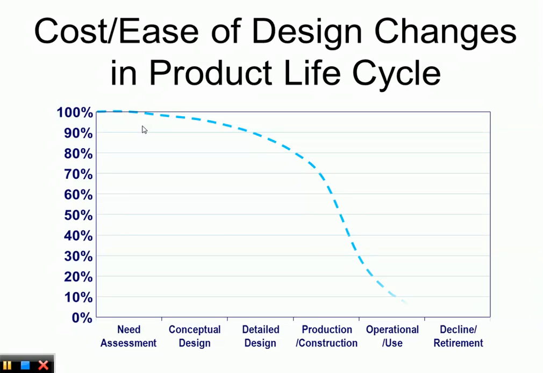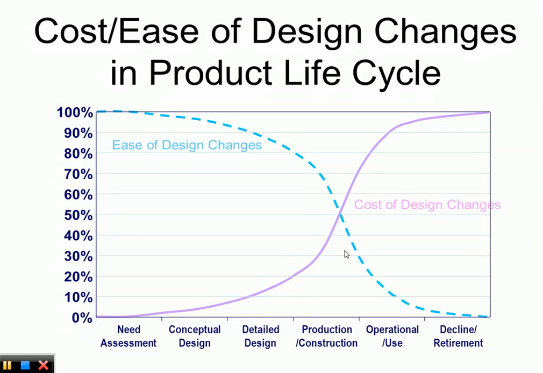So now, the ease of design changes in the product life cycle. At the beginning, the ease of design changes is very, very easy. It will be very easy to change something, but later, as we accumulate those additional commitments, it's not so easy to change. You can see that when we are in production or construction, it dramatically becomes harder to make a change in the design, and pretty much almost impossible to change anything during the decline and retirement phase.